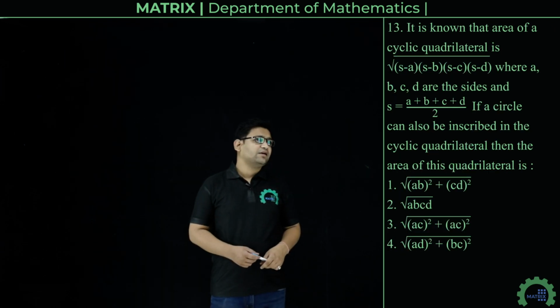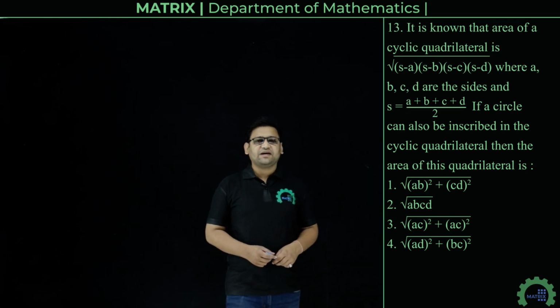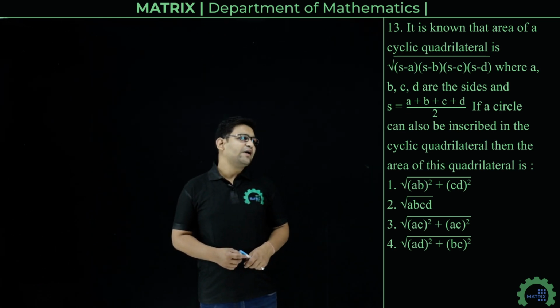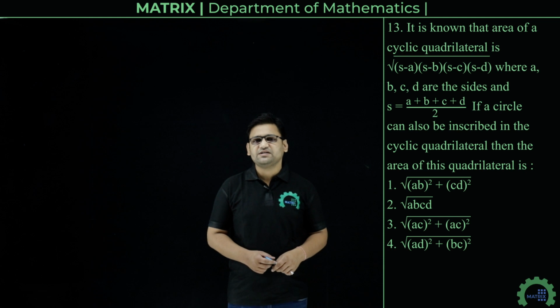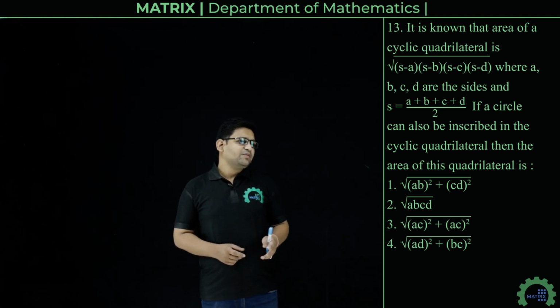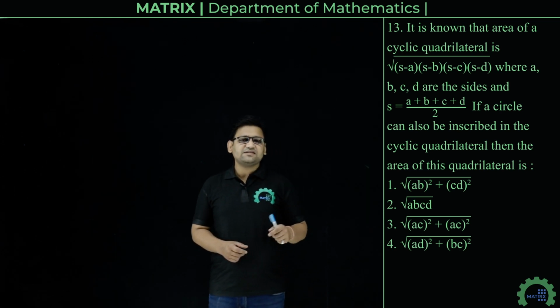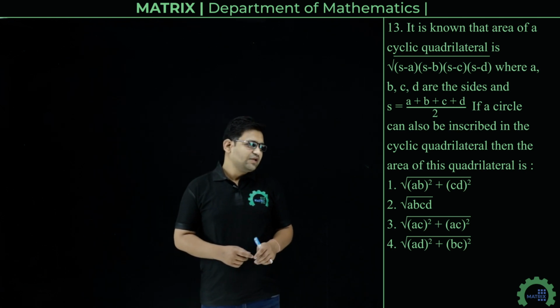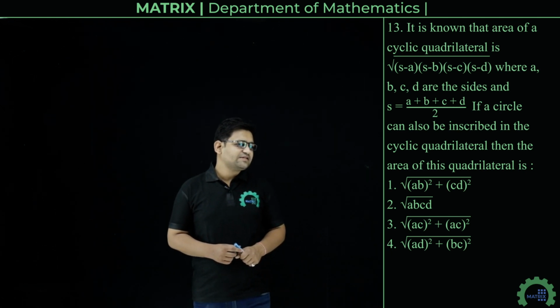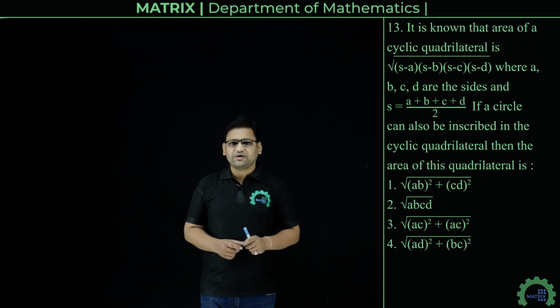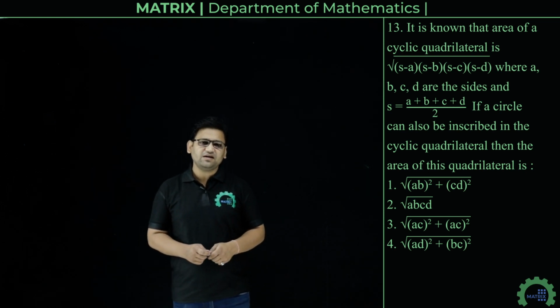Next question is, it is known that the area of a cyclic quadrilateral is square root of s minus a into s minus b into s minus c into s minus d, where a, b, c, d are the sides of the quadrilateral and s is the semi-perimeter. If a circle can also be inscribed in the cyclic quadrilateral, then we have to find the area of the cyclic quadrilateral.